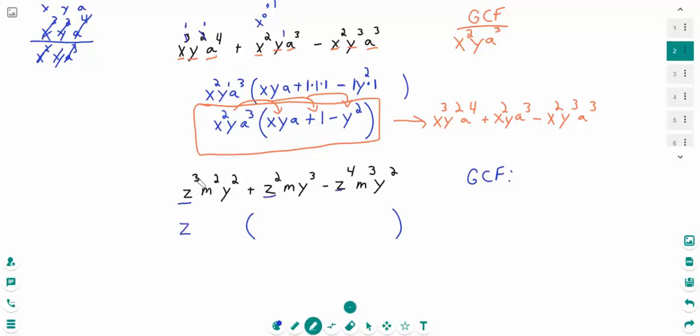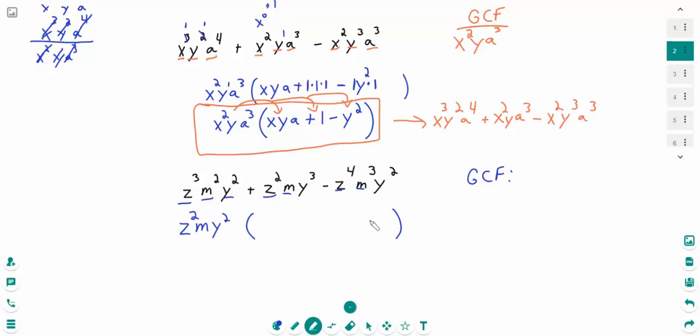And what's the lowest exponent? Well, it's a 2, so it's going to be z squared. Now we do have m's in all of these, right? And the lowest exponent there is 1, so we just have an m. And then we do have a y in all of these, and the lowest exponent there is 2, so we're going to end up with y to the second, and that's everything. So that's our greatest common factor.